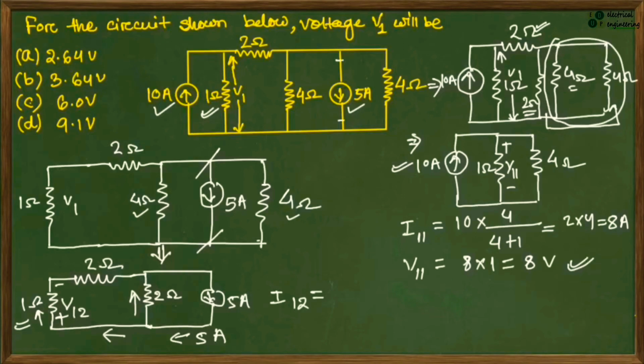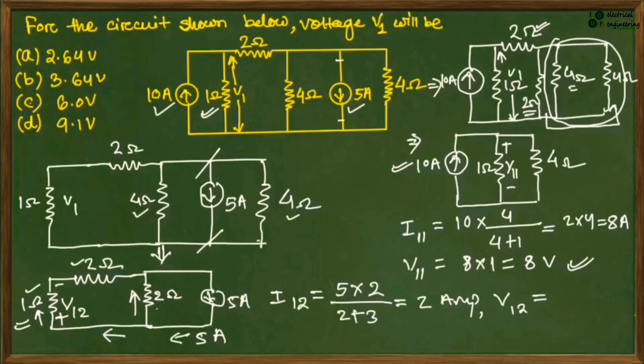By applying the current division rule, here 5 into 2, this branch resistance, divided by the total sum of resistance, that is the current division rule. So 2 plus 1 plus 2, this is 3. So this 5 gets cancelled out, so this is 2 ampere. Here the voltage V12 equals the current into its resistance, here current is 2 into resistance 1, equal to 2 volt.